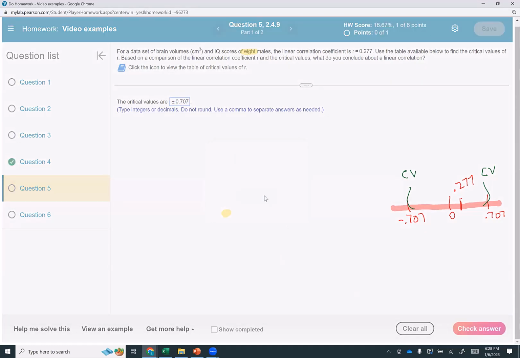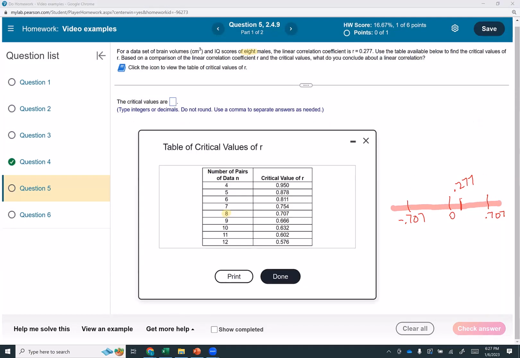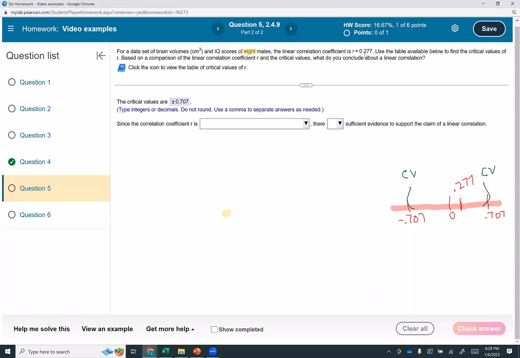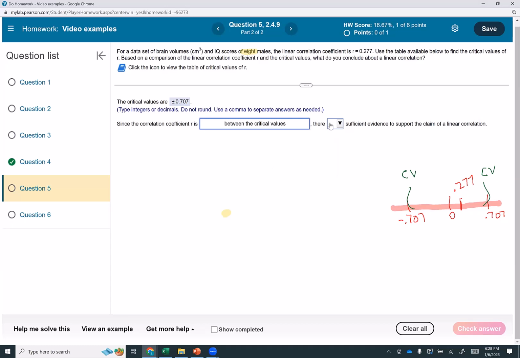And that's perfect. Since the correlation coefficient R, what did we just say about the critical points? These are my critical values. And when R is between those critical values, we say that 0.277, and we put it on our graph, is between the critical values. There is not sufficient evidence to support the claim of a linear correlation. Remember, no correlation between the two values.